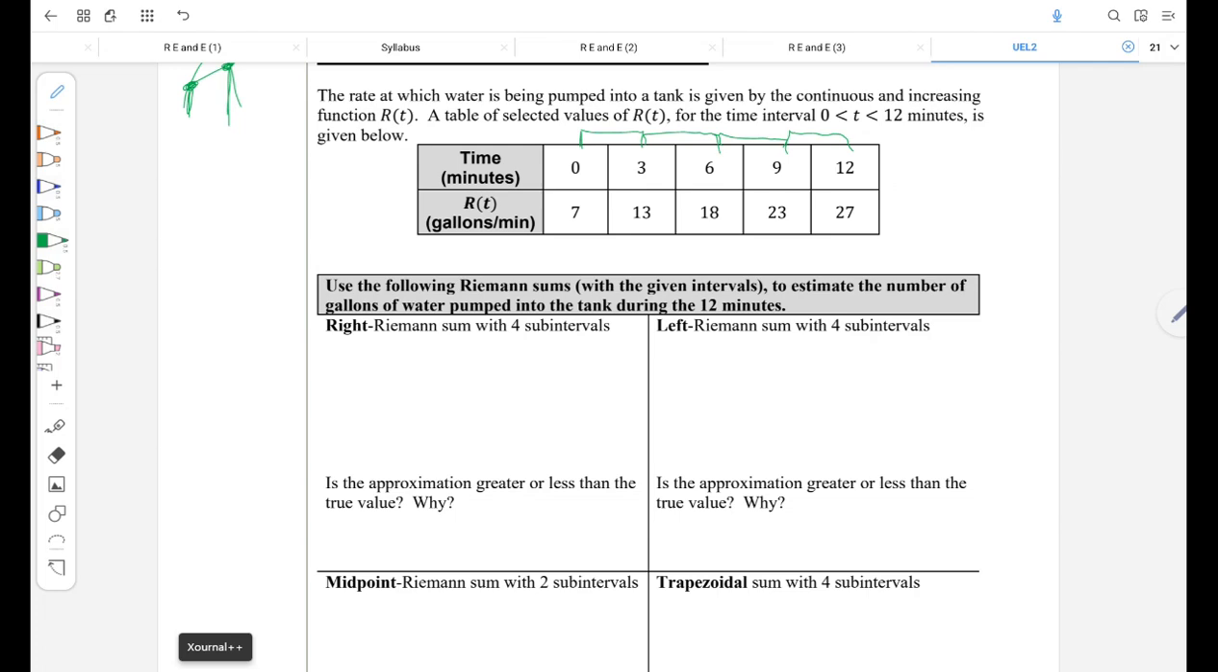Okay, so if I'm doing a right Riemann sum, then we are doing the integral from 0 to 12 of r of t dt. And that is approximately. Every interval is going to have a width of 3. So we've got to multiply 3 by something. We're doing a right Riemann sum. So when we're doing that first interval from 0 to 3, are we looking at the 7 or are we looking at the 13?